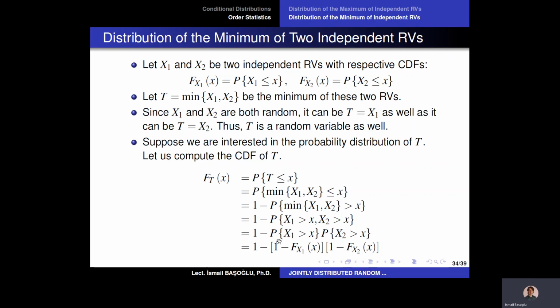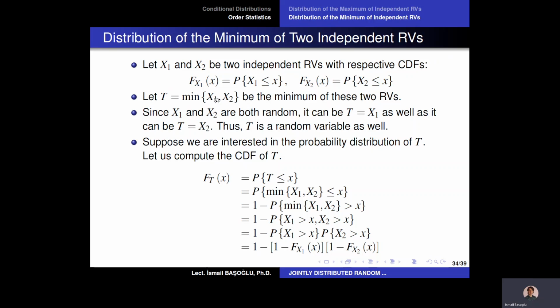subtracted from 1. Now, these two tail probabilities here can be computed by subtracting the CDF of X1 at x from 1, and the second probability here can be computed by subtracting the CDF of X2 at x from 1 again. And finally, we have this final formula for the CDF of the minimum of two random variables.